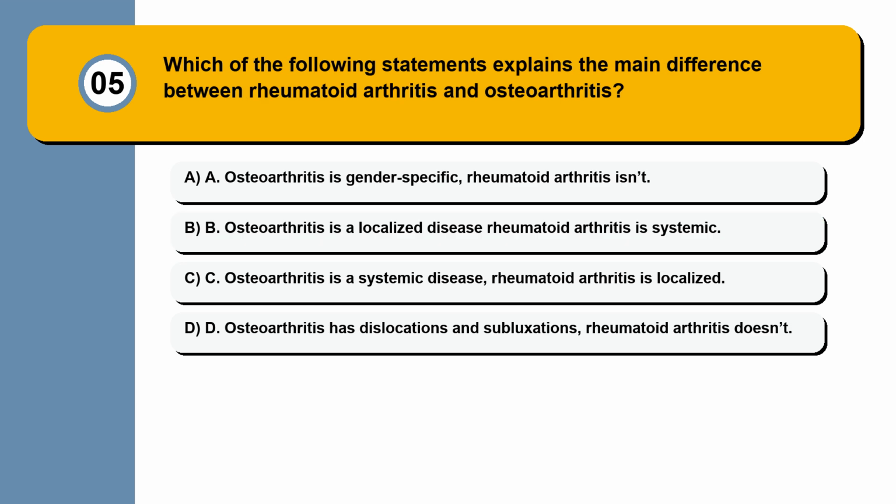Question 5. Which of the following statements explains the main difference between rheumatoid arthritis and osteoarthritis? A. Osteoarthritis is gender-specific, rheumatoid arthritis isn't. B. Osteoarthritis is a localized disease, rheumatoid arthritis is systemic. C. Osteoarthritis is a systemic disease, rheumatoid arthritis is localized. D. Osteoarthritis has dislocations and subluxations, rheumatoid arthritis doesn't.